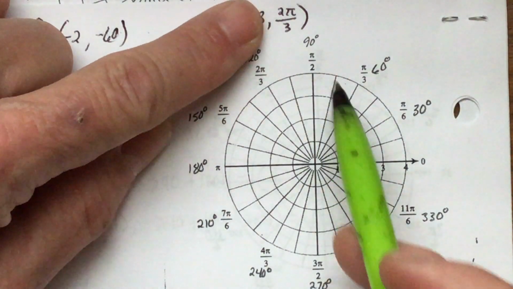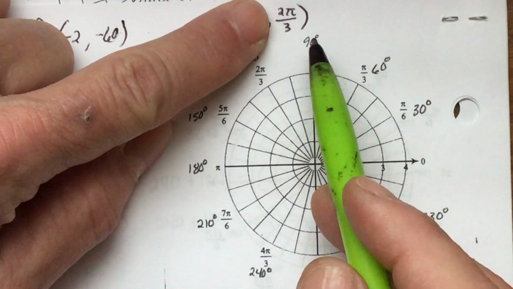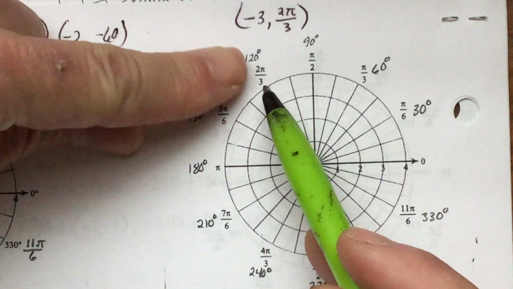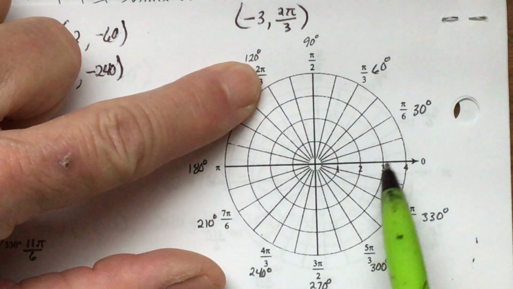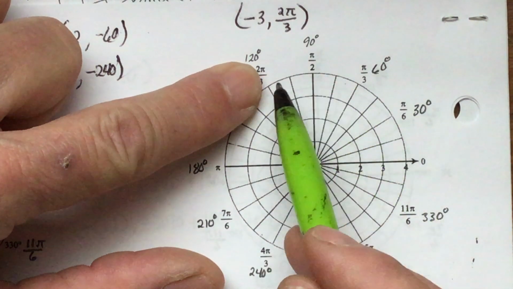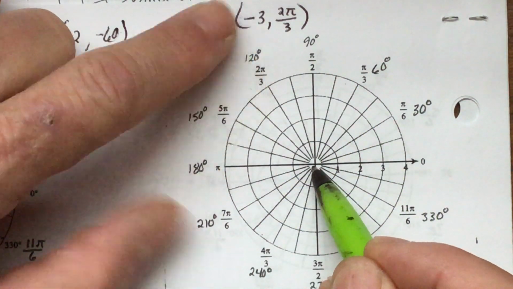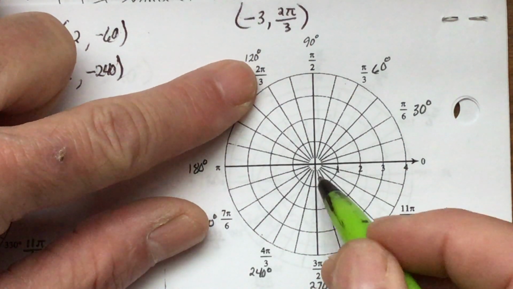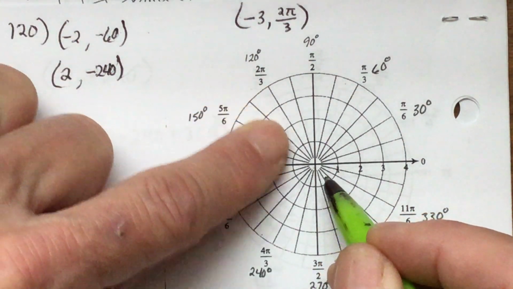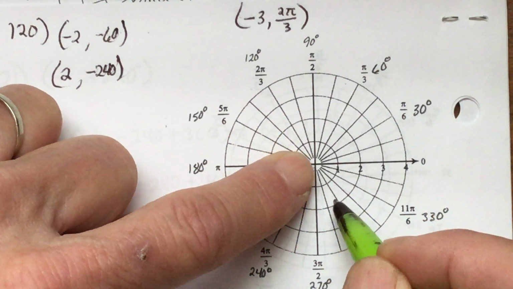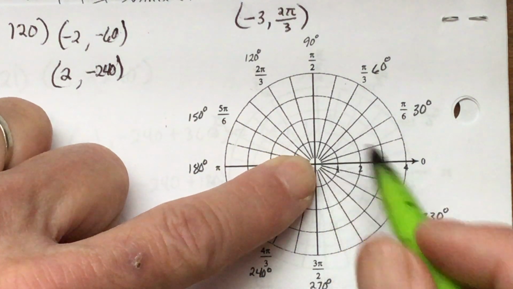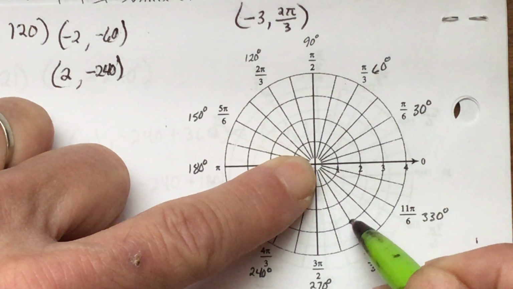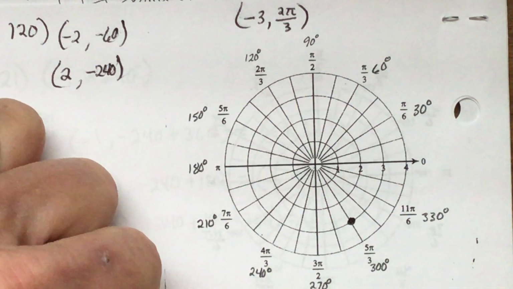All right. Our first rotation, 2 pi over 3. Here's 2 pi over 3. So we rotate 2 pi over 3, and then from the origin, we're going to go in the negative direction 3. So 2 pi over 3 going in the negative direction. My eyes aren't what they used to be, so 1, 2, 3. All right, there's our point.